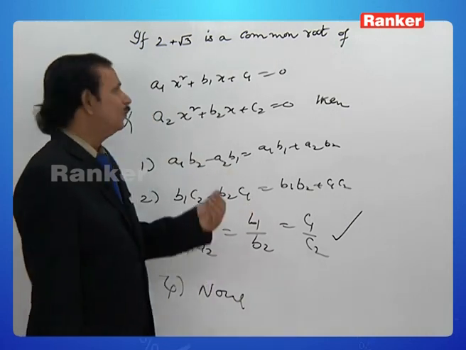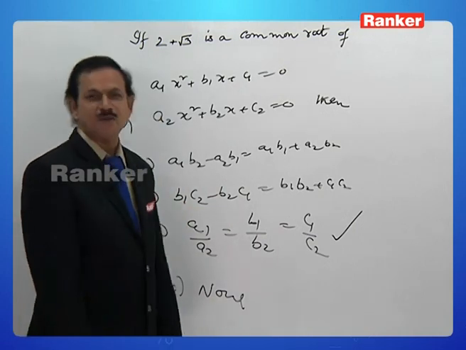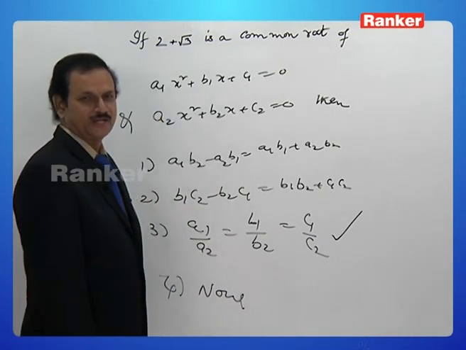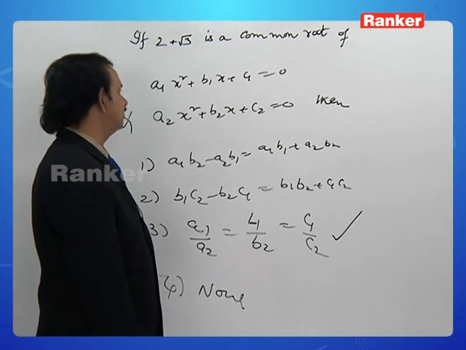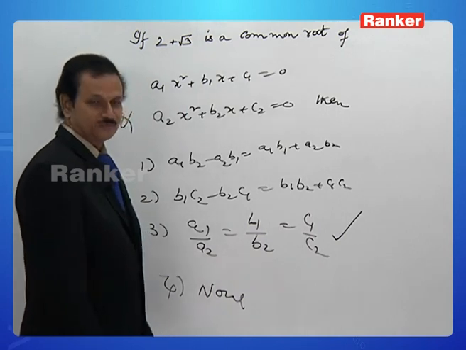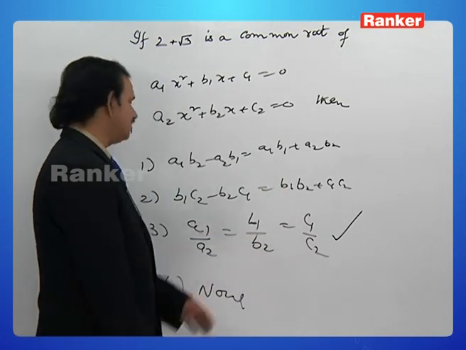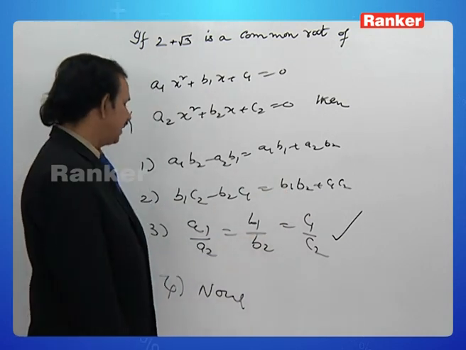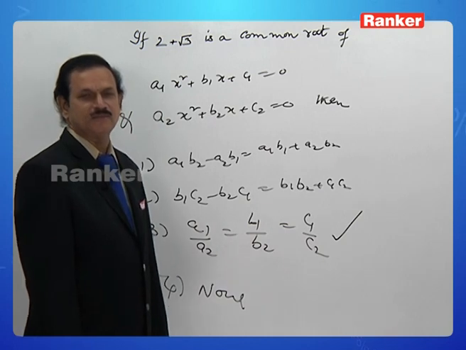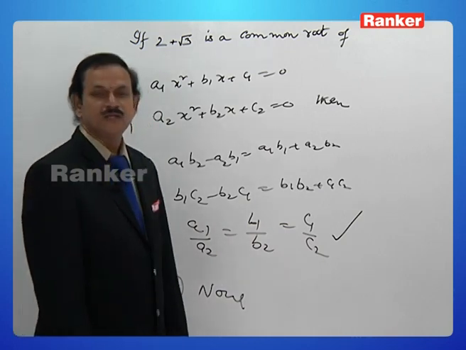Here also, we are having both the roots common. Both 2 plus root 3 and 2 minus root 3 are the roots of the equation. It does mean, again the same answer. Again the same answer we must have. That is, a1 by a2 is equal to b1 by b2 is equal to c1 by c2.